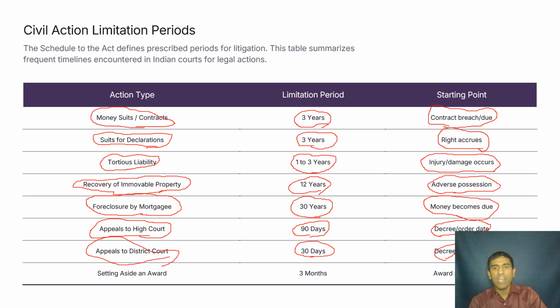Then setting aside an award. This relates to arbitration really. Let's say a case was going on in an arbitration forum, and an award ended up being passed by the arbitral tribunal or arbitrator, and you are not happy with the award, you want to set it aside. So again the limitation period here is about 3 months. The 3 months starts from the date the award was made by the arbitral tribunal or the arbitrator. So this is all about the different limitation periods for different types of cases or different types of matters.